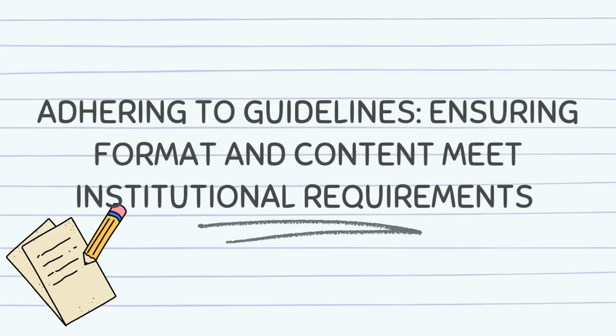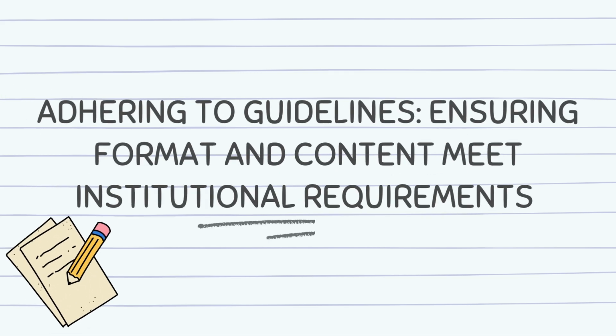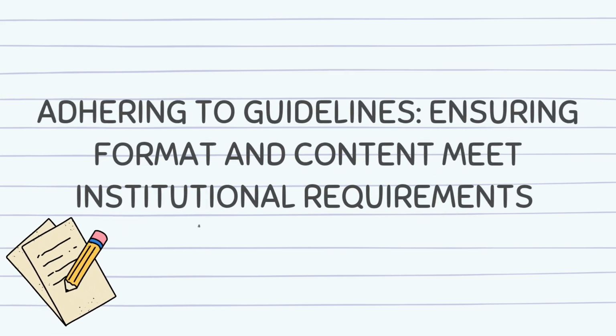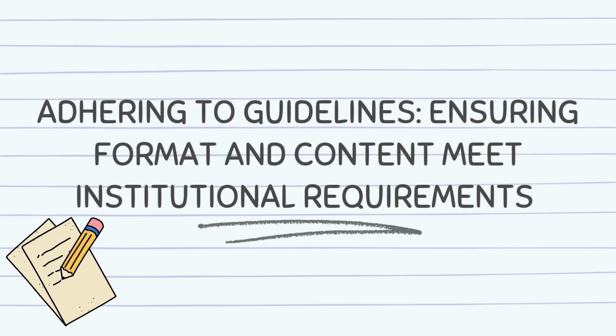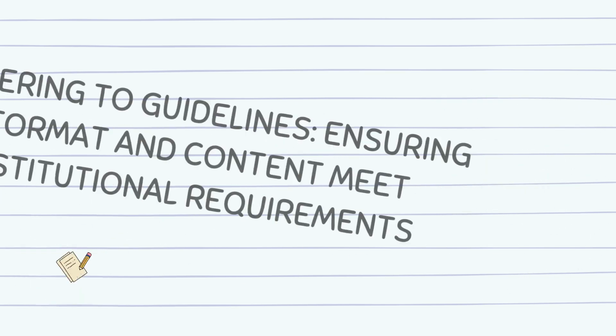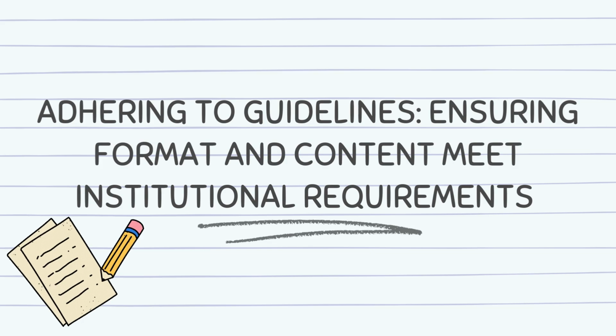Adhering to guidelines. Ensuring format and content meet institutional requirements. Writing Chapter 2 of a thesis, also known as the Review of Related Literature, RRL, requires strict adherence to institutional guidelines. Universities and research institutions often provide specific formatting, citation, and content requirements to maintain consistency and academic integrity. Failing to follow these guidelines can lead to formatting issues, rejection of the chapter, or requests for major revisions.